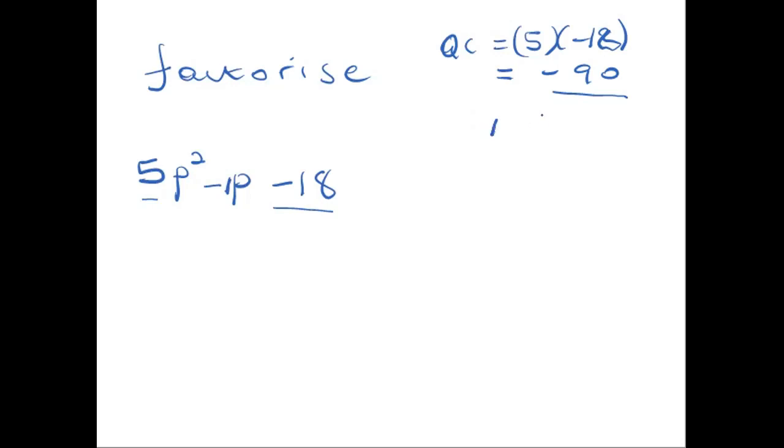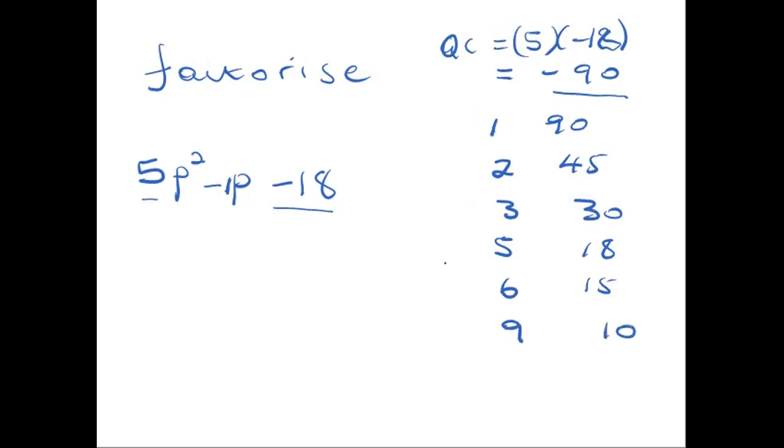The first pair is going to be 1 and 90. The second one is 2 and 45. The third one is 3 and 30. Another one is 5 and 18. The next one is 6 and 15. And we have now 9 and 10. Now, out of these pairs, we have to select a pair that can give us a negative 1 when added. All these numbers are positive, so there's no pair that can give us negative 1. You can't get negative 1 from positive numbers.